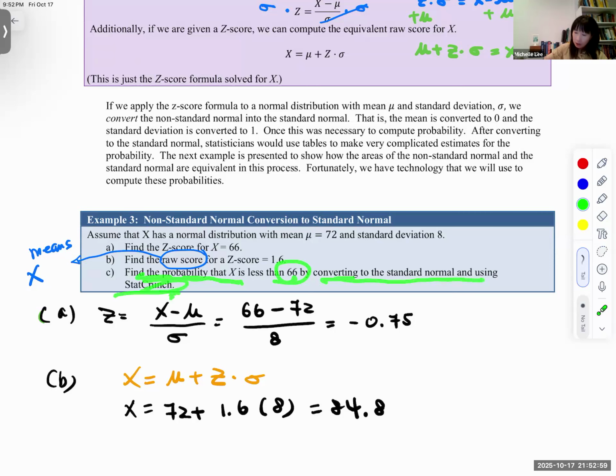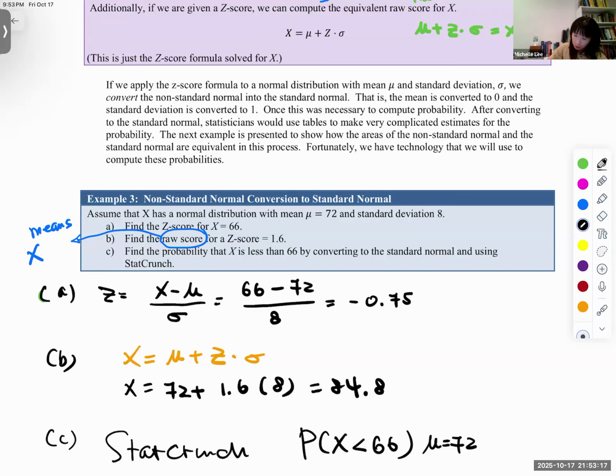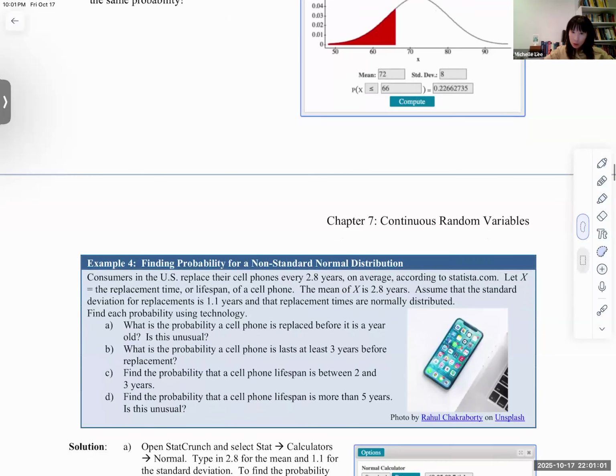Okay, the third one, find the probability that x is less than 66, converting to the standard normal and using StatCrunch. Okay, so this means we are using StatCrunch. And what's the probability x is less than 66 by using mu equal to 72 and standard deviation sigma equal to 8. Yeah. All right, let me take a picture. So let us do this one. Okay, now we have these questions.